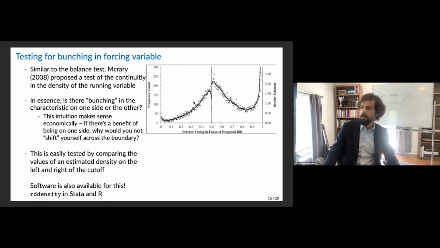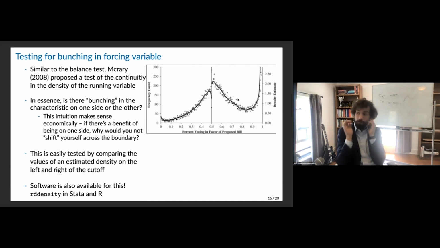This particular test is not an end-all be-all. There's a paper that we'll try and talk about on Thursday, by, I'm blanking on the names, where they're saying, okay, imagine you have this manipulation. Can you talk about bounds on treatment effects as a result of this? Can you still use this RD even when there's manipulation in the running variable?